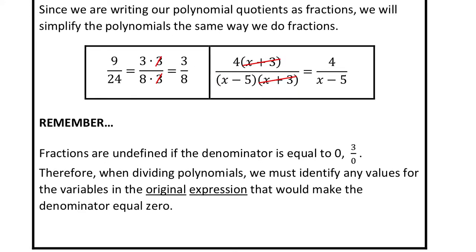One other reminder: fractions are undefined if the denominator is equal to 0. For example, if you type 3 divided by 0 in a calculator, it's going to say error because you cannot divide by 0. So when we're dividing polynomials, we have to identify any values for the variables in the original expression that would make the denominator equal to 0. I'm going to show you how that looks when we work out examples. But those are a couple things we want to remember about dividing.